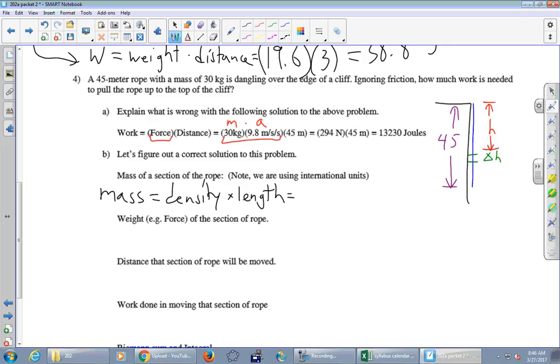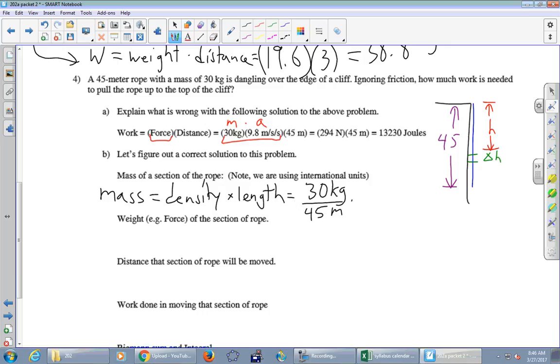The density of the rope, how much mass per how much length altogether? What is it? 30 kilograms for every 45 meters. Everyone agree that is the density? I'm putting the units there just so we can make sure that everything cancels out the way it should. Multiply that by the length.